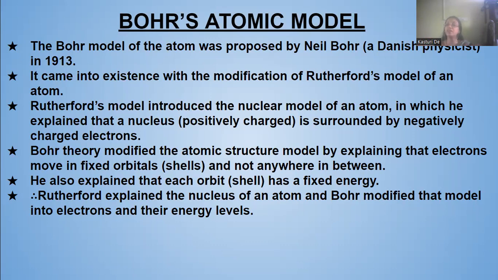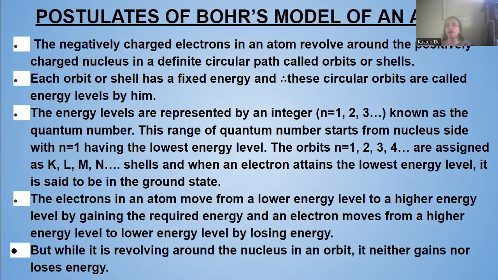He also explained that each orbit or shell has a fixed energy, not that the electron has the fixed energy. The electron has the energy which it loses as it moves continuously around the nucleus. But the particular orbit on which the electron is moving has a fixed energy. Therefore, Rutherford explained the nucleus of an atom, whereas Bohr modified that model into electrons and their energy levels. Clear? Next, we are coming to the postulates of Bohr's model of an atom.